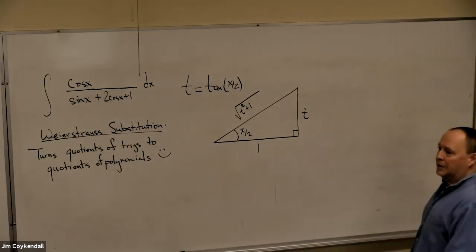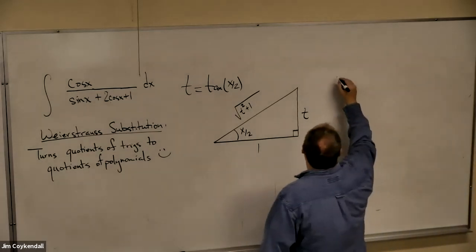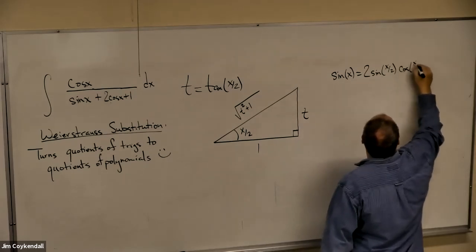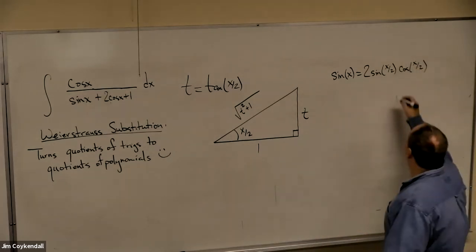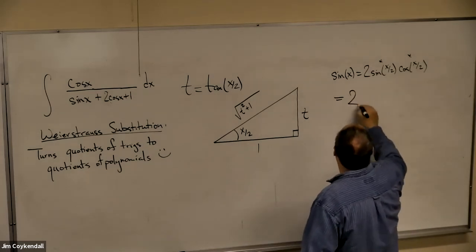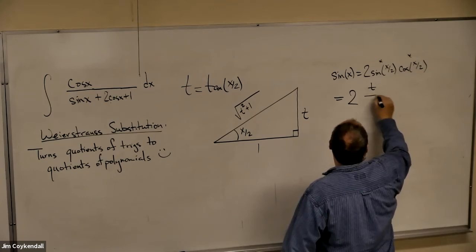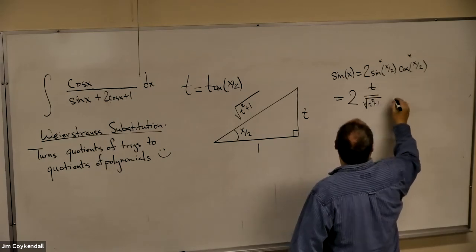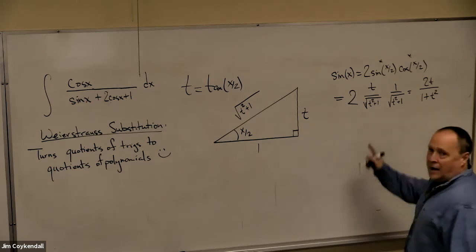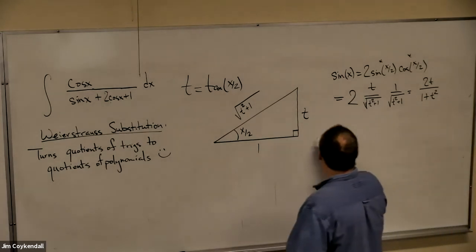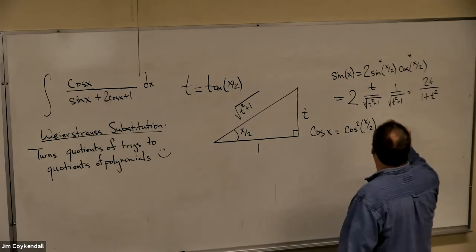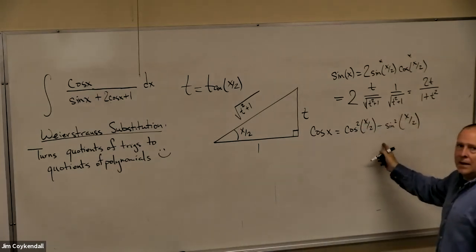And this depends on some really cool trig identities, right? Let me point out that sine of x is 2 sine x over 2 cosine x over 2. And these things, sine x over 2 and cosine x over 2, I can read right off of this triangle, right? The sine of x over 2 is t over the square root of t squared plus 1, and the cosine is 1 over the square root of t squared plus 1. So I get 2t over 1 plus t squared. Notice those square roots cancel out, and that really kind of saves me here. Cosine x is the same thing as cosine squared x over 2 minus sine squared x over 2. And again, I can read this right off of here.